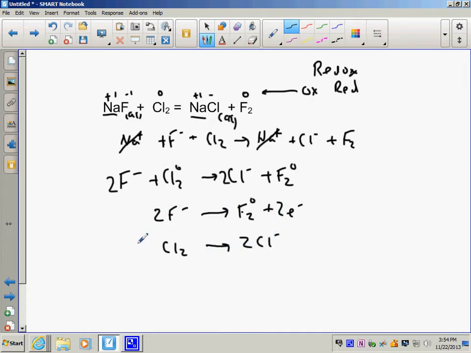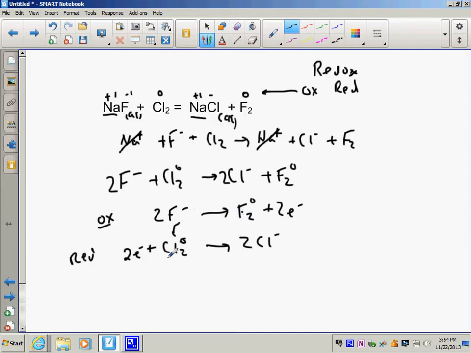And 2 negative would be plus 2 electrons on this side. Again, they are now balanced. This guy is losing electrons, so this is called oxidation. This guy is gaining electrons, this is called reduction. The fluoride is hence going to give the electrons to the chlorine. Therefore, the chlorine becomes chloride, and the fluoride returns to fluorine.